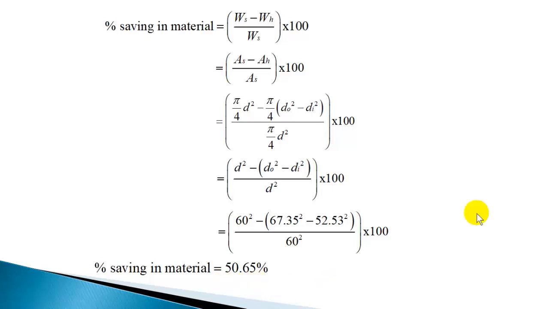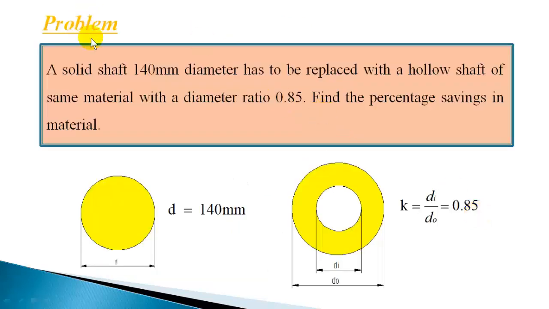Let us work out another example. A solid shaft 140 mm diameter has to be replaced with a hollow shaft of same material with a diameter ratio 0.85. Find the percentage saving in material. Here, a solid shaft with 140 mm diameter has to be replaced by a hollow shaft of same material with a diameter ratio 0.85. But here it is not specifically mentioned the replacement condition. So whether it is to be replaced for the same torsional rigidity or torsional strength is not mentioned.